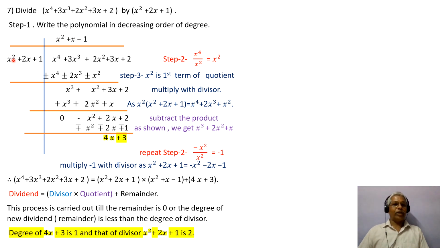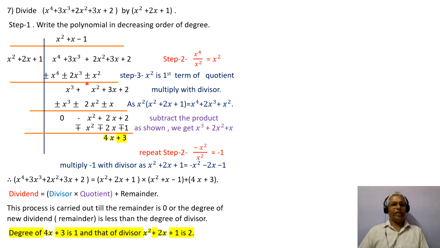Now x square into x square is x raised to 4. X square into 2x is 2x cube. Now x square into 1 is x square. Change the sign, this goes, 3x cube minus 2x cube is x cube.